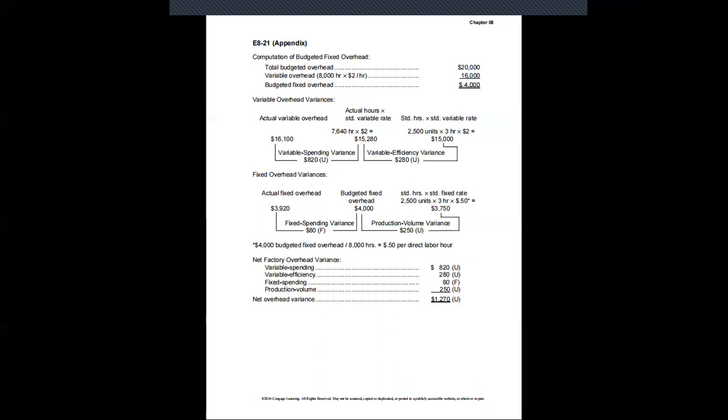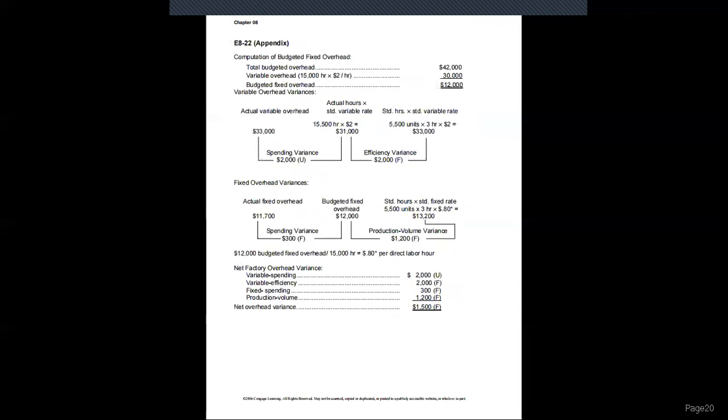Okay, so we have now E21. Then we go to E822. E822, and here we are required to determine the following overhead using the four variance method. Calculate the overhead variances. First, compute the budgeted fixed overhead rate.